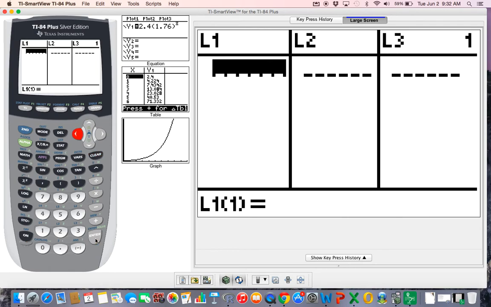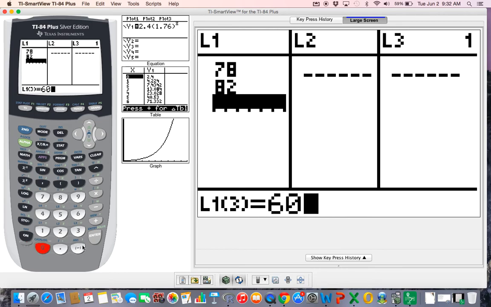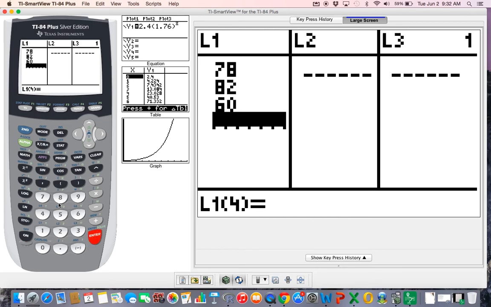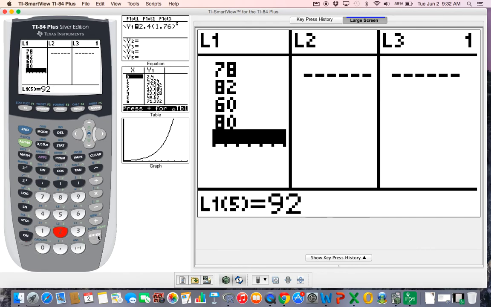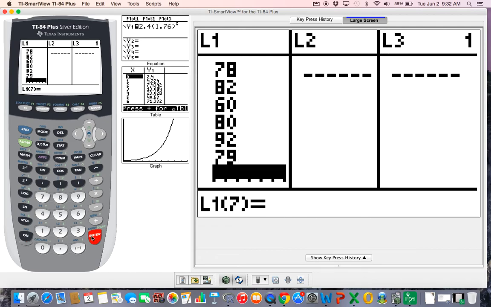All right, gang, what I want to do is I want to type the numbers in my calculator. So I'm going to type in 78, hit enter, 82, 60, 80, 92, 79, and 47.